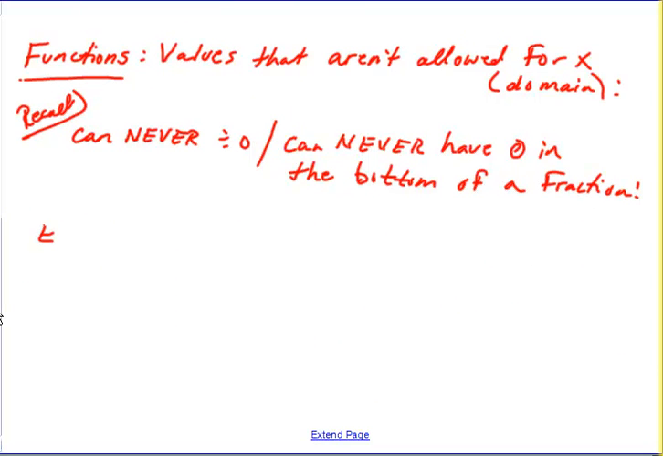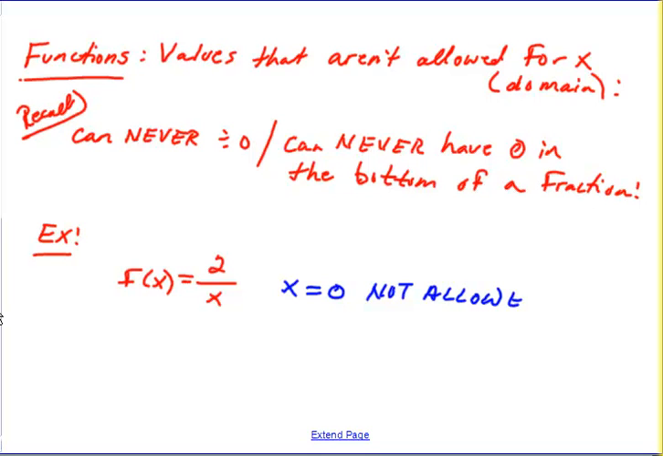So let's look, for example. If I said, here's my function, here's my f of x or my y or whatever you like to call it, and I'm going to say 2 divided by x. What's not allowed? x cannot be equal to what? Okay, so x equal to 0, not allowed. Why again is this a restricted value from my domain? It would make an undefined function. You don't want undefined stuff happening. That's crazy. No way. Don't let it happen.